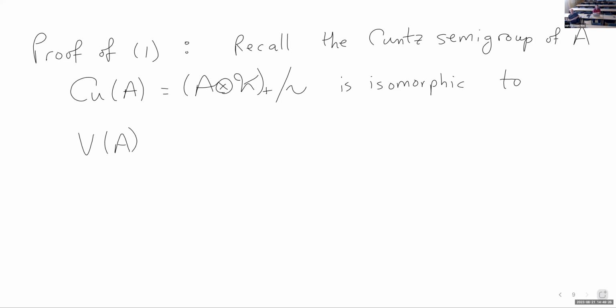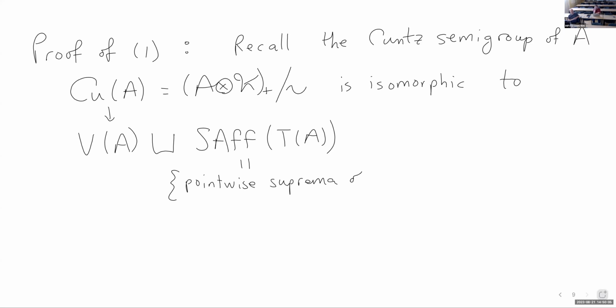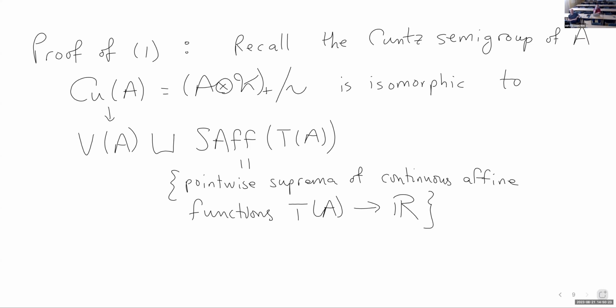so what you do is you look at elements, equivalence classes in here. If that equivalence class is the class of a projection, so this isomorphism from here to here, if the positive element is equivalent to a projection, you send it to the actual honest-to-goodness Murray-von Neumann semigroup. Or otherwise, if it's not equivalent to a projection, you get, I think, what I denoted like this. So this is the set of pointwise suprema of continuous affine functions from the trace space to... By affine, I mean functions on this compact convex set that preserve convex combinations.